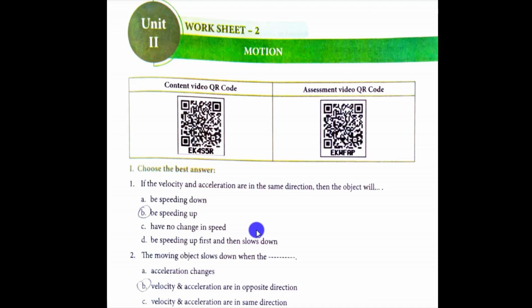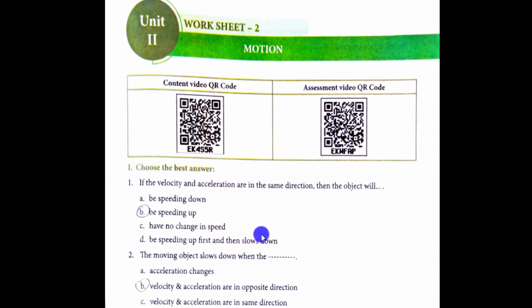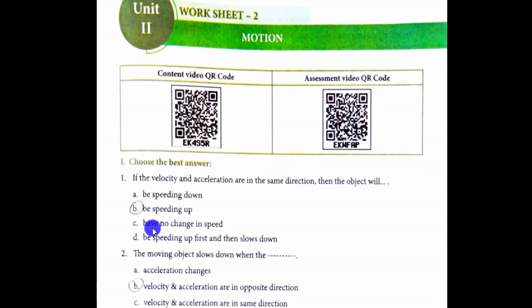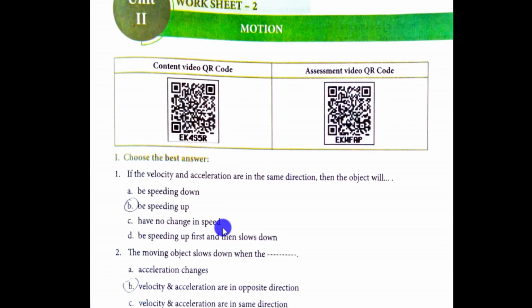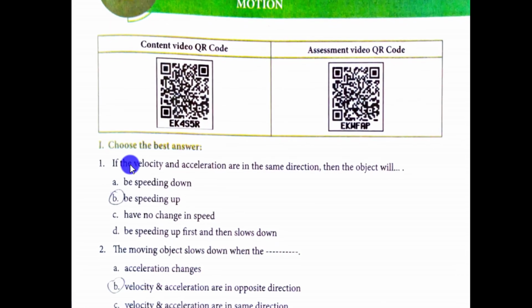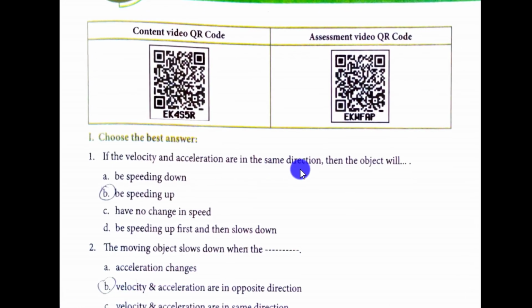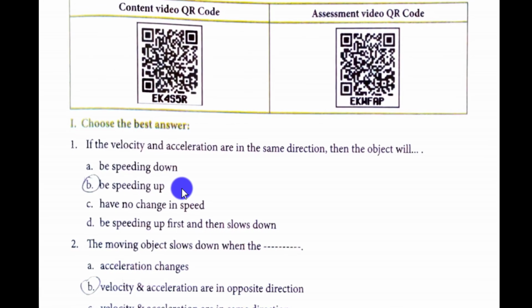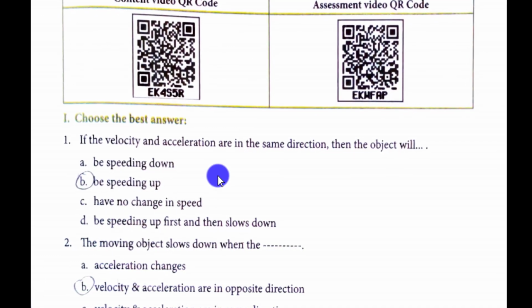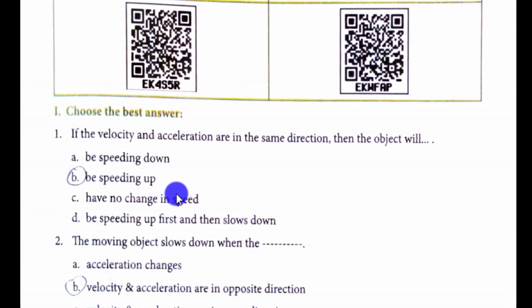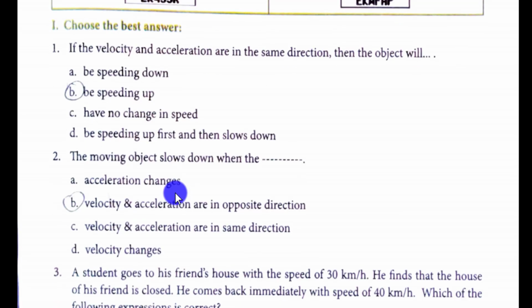If the velocity and acceleration are in the same direction, then the object will be: A, speeding down; B, speeding up; C, have no change in the speed; D, speeding up first and then slows down. Because the velocity and acceleration are in the same direction, definitely the speed of the object will be increased. And so option B, speeding up, will be the correct answer.